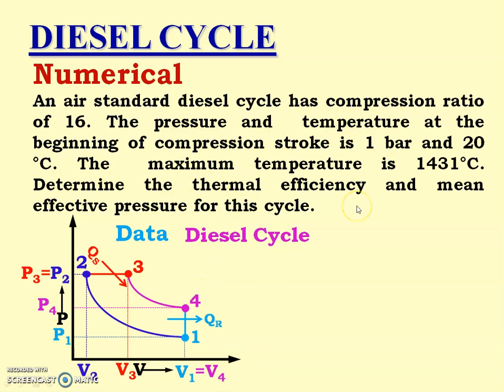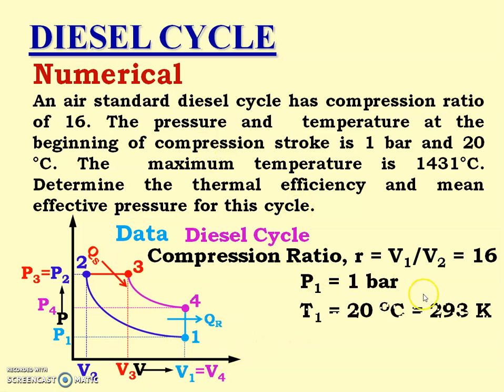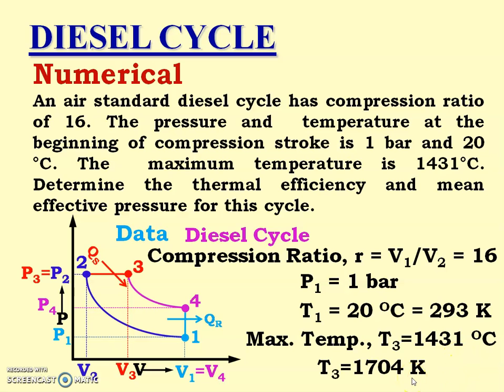Compression ratio, that is R is equals to V1 by V2 is equals to 16. Pressure and temperature at the beginning. So it is at point number 1. So P1 1 bar, T1 20 degrees Celsius. So that is 293 Kelvin. Maximum temperature 1431 degrees Celsius. So it is at point 3. So T3 is equals to 1431 degrees Celsius. Converting into Kelvin, it is 1704 Kelvin.